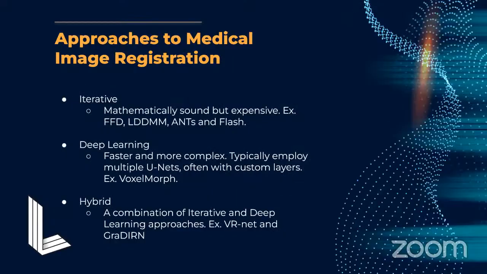There are multiple approaches to medical image registration, with three of them being the most commonly used. They are iterative, deep learning, and hybrid approaches. Iterative optimization techniques include free-form deformation, or FFDs, LDDMMs, ANTs, and Flash. These techniques are quite widely applied and are extremely mathematically sound, but they require a lot of hyperparameter tuning for each of the image pairs, and they can be quite computationally expensive as well.